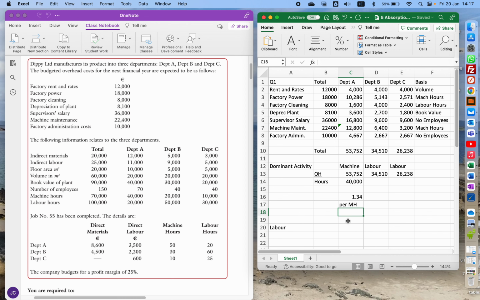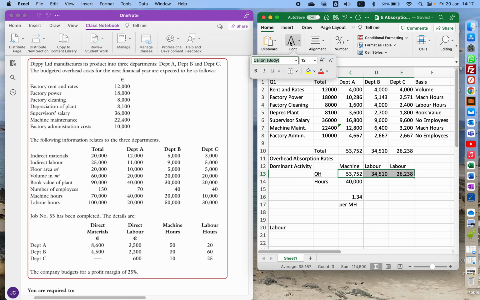Okay, so what these things that I'm creating here are the overhead absorption rates. So that's what I'm trying to create here. So labour, the second one. What number should I put underneath in my formula for labour? Have a look at the question. What number of labour hours do we have? We have 50,000 labour hours in department B. So 50,000 goes in the bottom.